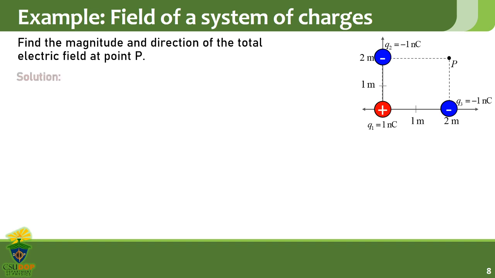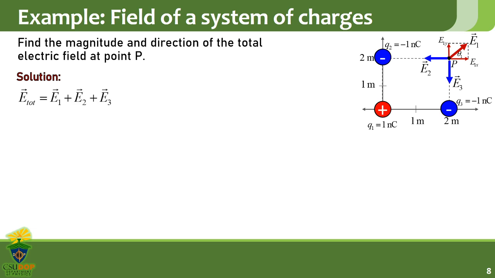To solve this problem, we use the principle of superposition of electric fields. At point P, the electric field due to Q1 will be pointing away from Q1 since it's a positive charge. This vector, E1, will be pointing in quadrant 1, which means it has both positive x and y components. The electric field due to Q2, which is E2, will be directed towards Q2 since it's negative. Lastly, the electric field due to Q3, which we will tag as E3, will be pointing downwards. The total electric field at point P will then be the vector sum of all the three electric field vectors.